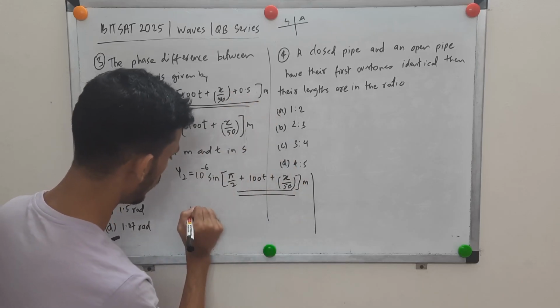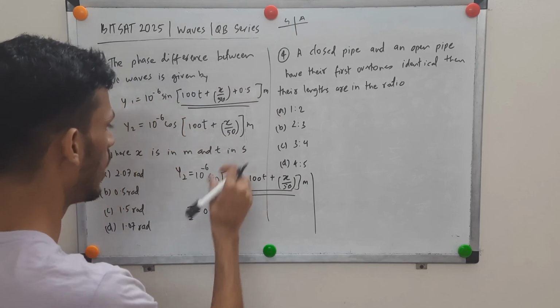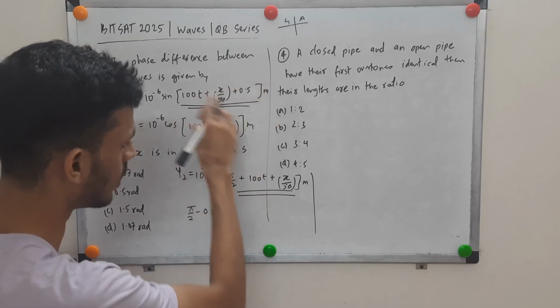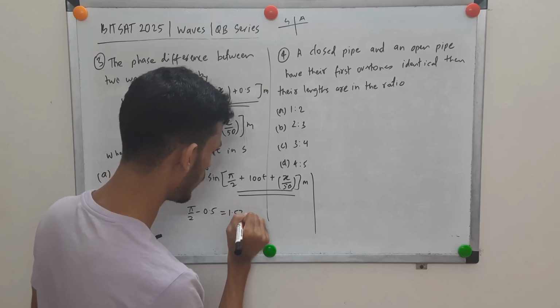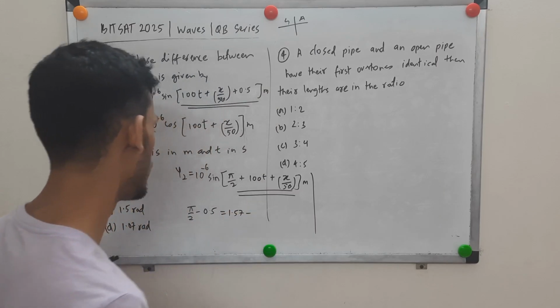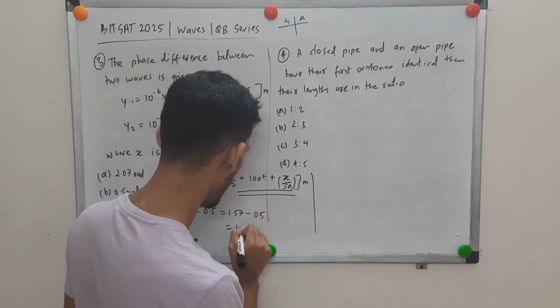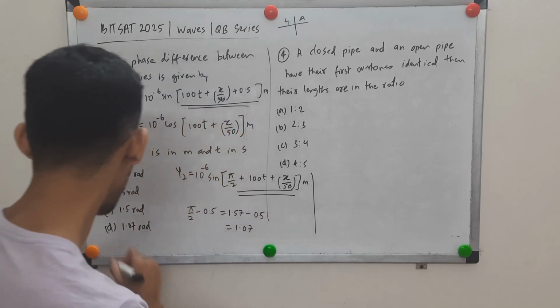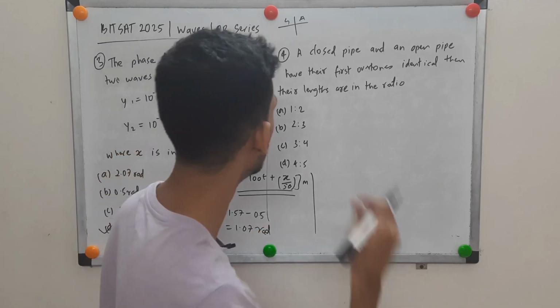Okay, so you'll have pi by 2 minus 0.5, right? Pi by 2 minus 0.5. This is the only difference. The rest of the terms are the same. So this is around 1.57 minus, right? Pi is 3.14, so pi by 2 is 1.57, minus 0.5. So 1.07 radians, which is option D. Okay, in the standard units, SI units.